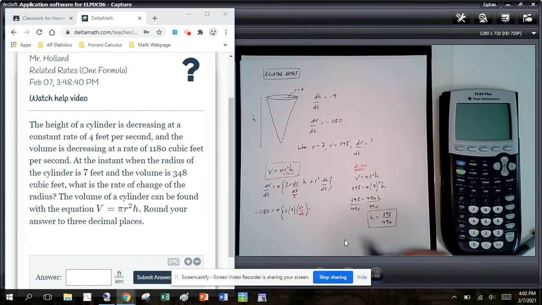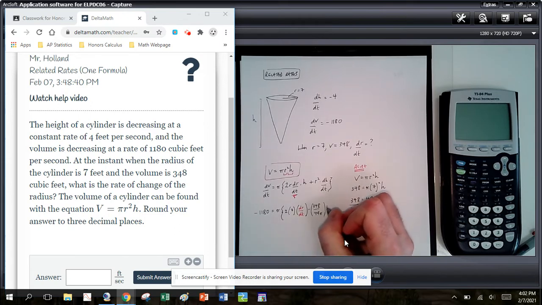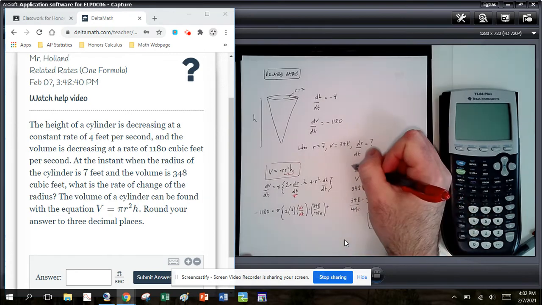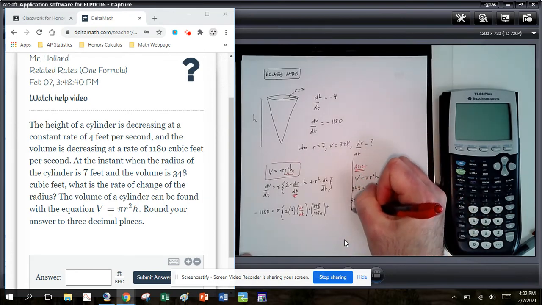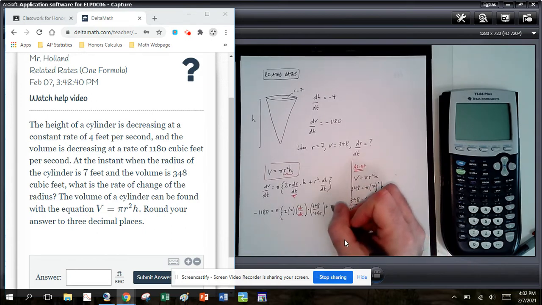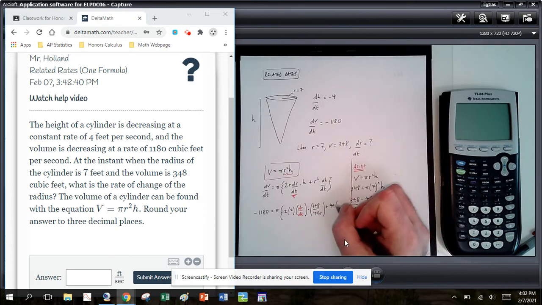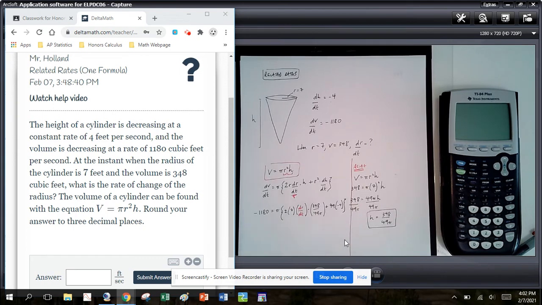Now remember, this is the height, so it's going to start to look a little messy. I'm going to do my best not to make it look too confusing. So we've got 348 over 49 pi. Remember, that's the height. And then I'm going to add, now I don't want to smush this together, so I'll draw a line down like that to separate it, plus r squared, so that's going to be 49, and then I'm multiplying that by dh/dt, which I'm told in the problem was negative 4. And then I'm going to close up my brackets. Okay, so I gave myself enough space there.